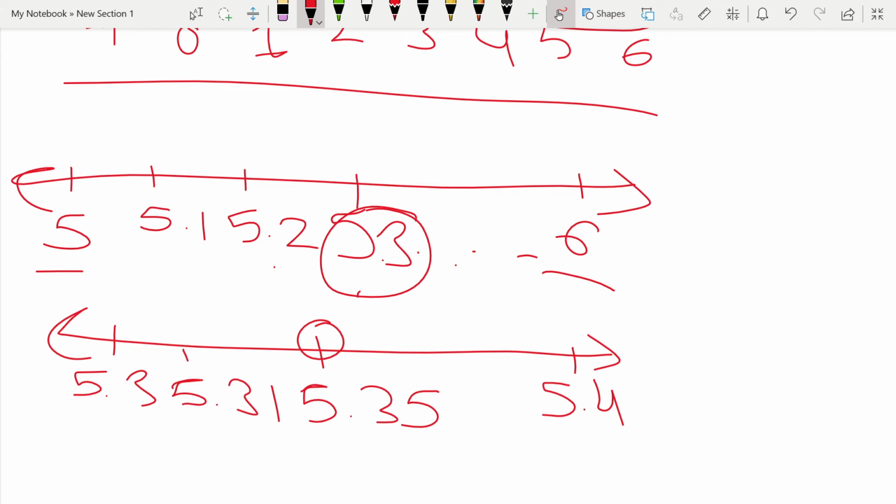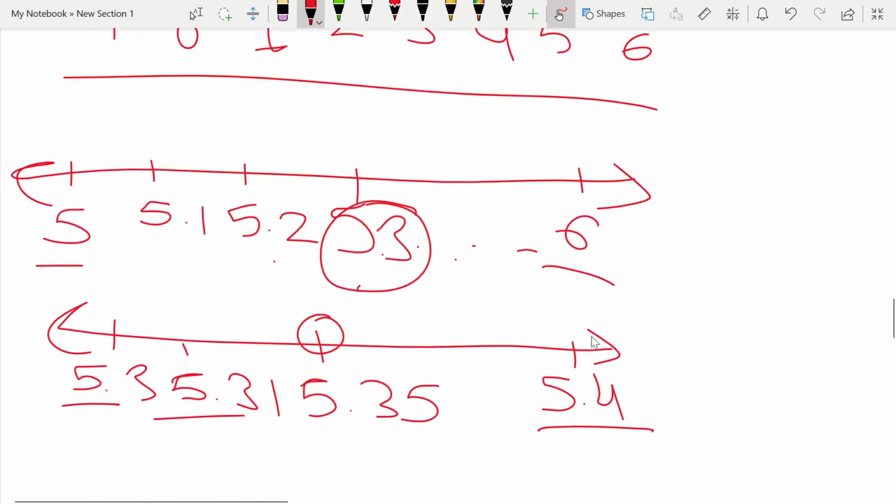Now we expand 5.3 to 5.4 because what do we have? 5.35. So we've got 5.3 over here, 5.4 over there, and we've got 5.31, 5.32, 5.33, 5.34, 5.35, which is going to be in the middle. So that's how to put it on a number line.